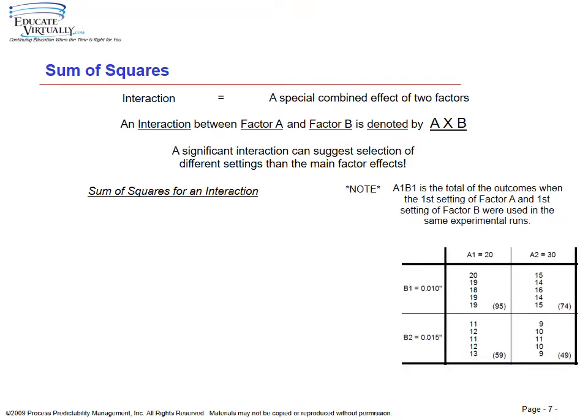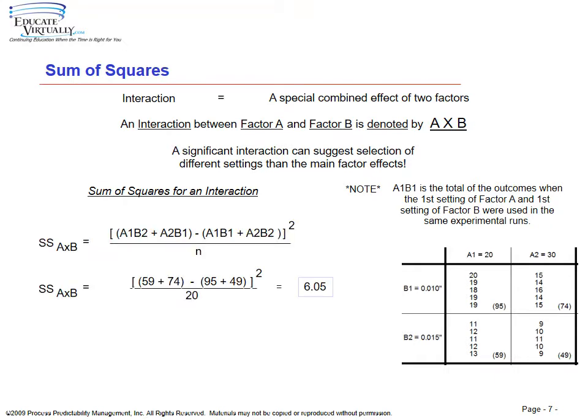Let's take a look at our data table. So the sum of squares in an interaction is going to be associated with the combined effects. So we're actually going to be looking at the data at the intersection of some of these combined effects, like what happened when A1 and B1 were working together, or what happened when A2 and B1 were working together, or A1 and B2, or A2 and B2. So we'll actually be looking at the intersections of those and gathering that information to calculate our sum of squares.